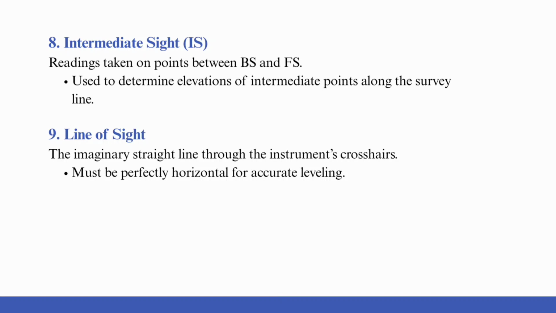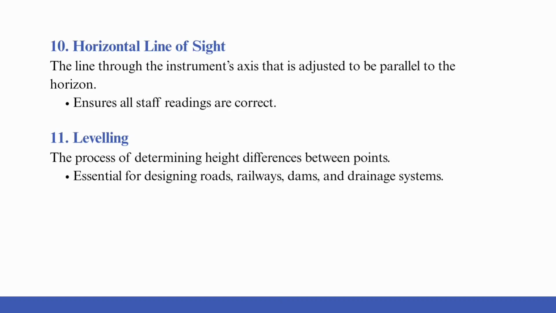Then the next parameter is a line of sight. The imaginary straight line through the instrument's crosshair is known as a line of sight. It must be perfectly horizontal for accurate leveling. Then the next is a horizontal line of sight. The line through the instrument's axis that is adjusted to be parallel to the horizon is known as a horizontal line of sight. It ensures all the staff readings are correct.